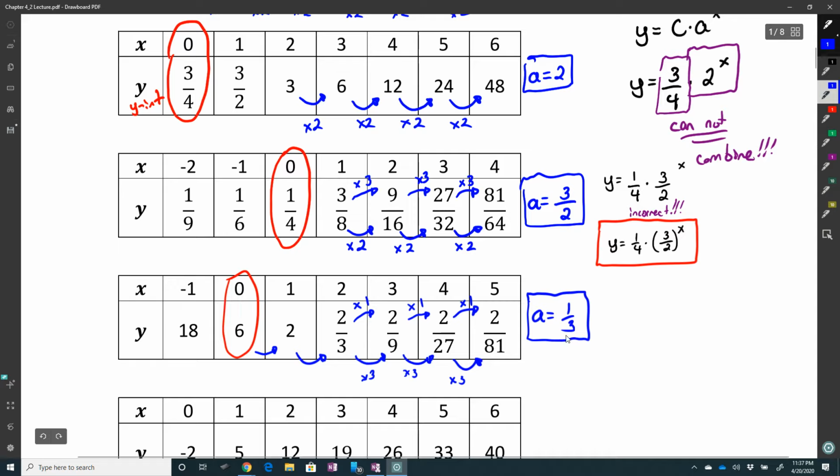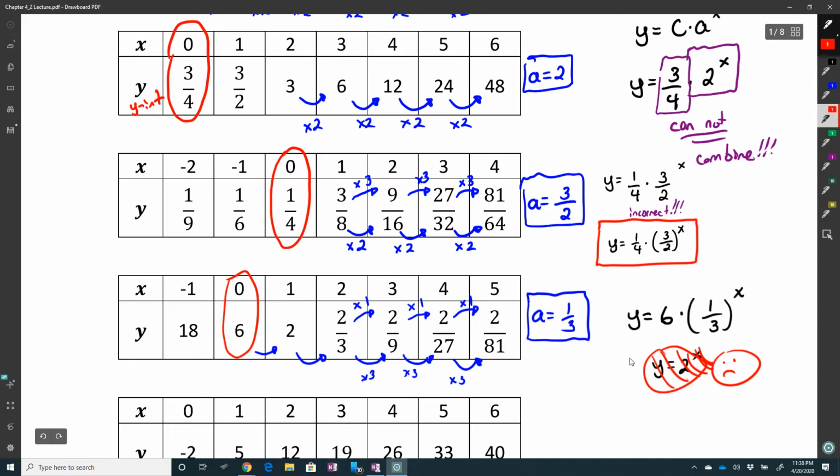Okay? So multiplying by 1/3 is the same as dividing by 3. So that's why we go to 18 times 1/3 is 6. 6 times 1/3 is 2. 2 times 1/3 is 2/3, and then it starts to get to the ugly fractions. But anyway, following my cue from the last time, it's y equals 6, and then I need to put the 1/3 in parentheses for it to count. Again, you cannot combine these. You can't say 6 divided by 3 is 2 because that is all sorts of incorrect and it makes Gilbert sad. You have to leave it like this. 6 times 1/3 to the x.